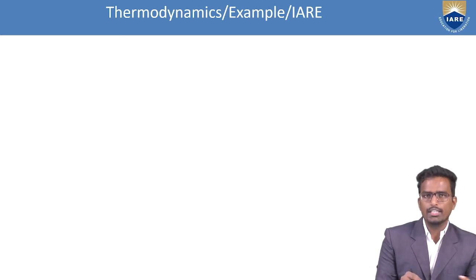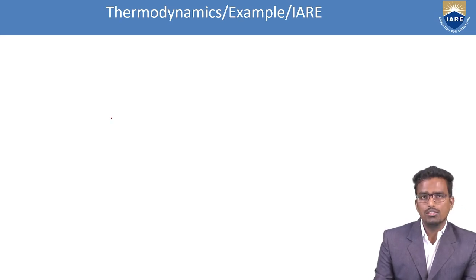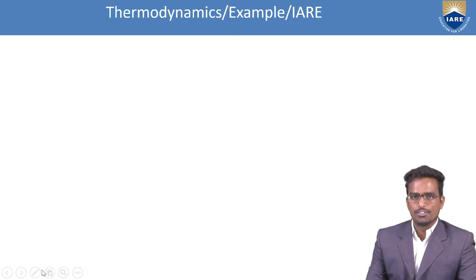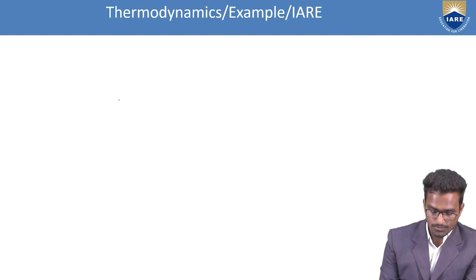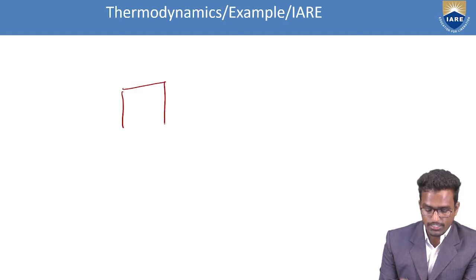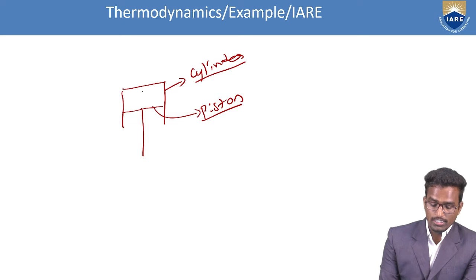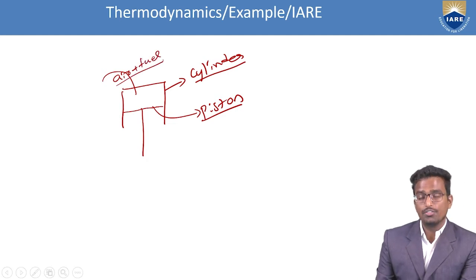Let me take a basic example of an internal combustion engine, as we generally use outside. Internal combustion engines are what we also call automobile engines. I take the example of a piston and cylinder. This is a piston, and this is a cylinder. Inside this piston and cylinder, we supply some amount of air and fuel.